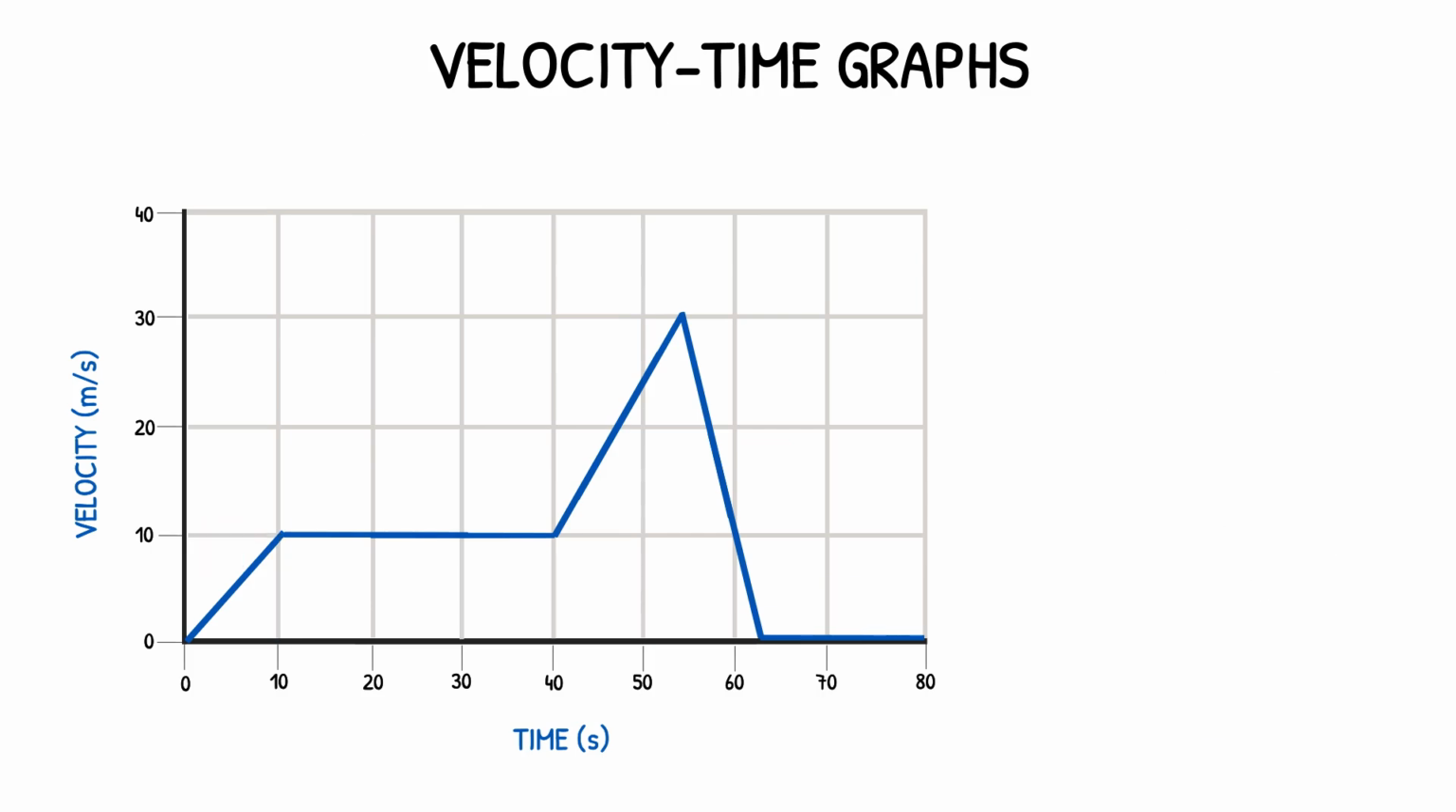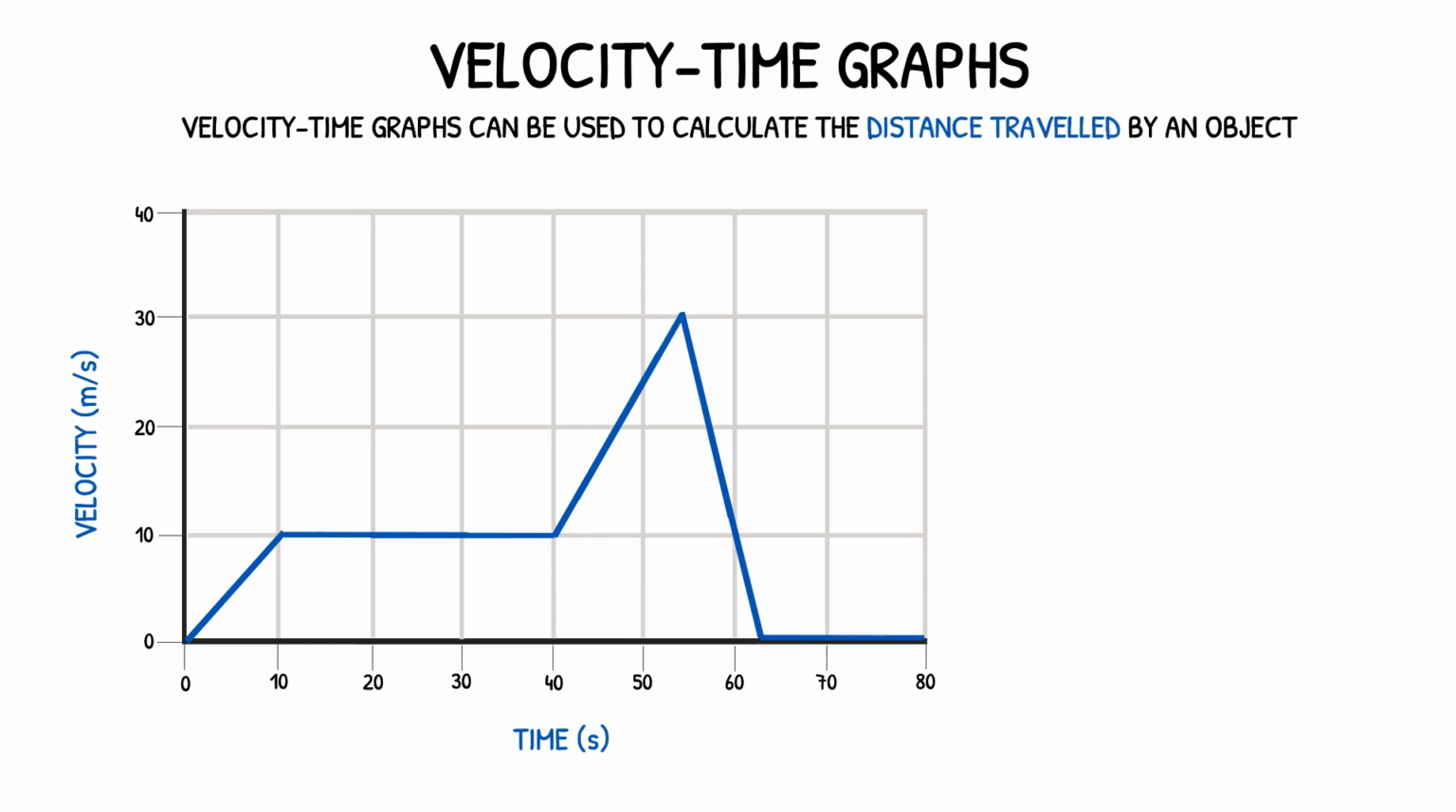We can also use velocity time graphs to calculate the distance travelled by an object. This is achieved by calculating the total area under the section of the journey that you wish to find the distance of. For example, let's say we wanted to calculate the distance travelled during this shaded region of the journey. As this section of the journey includes a slope, we must divide this shaded region into a triangle and a rectangle. Now we can calculate the area of each of these shapes and add these values together to find the total area and thus the total distance travelled.